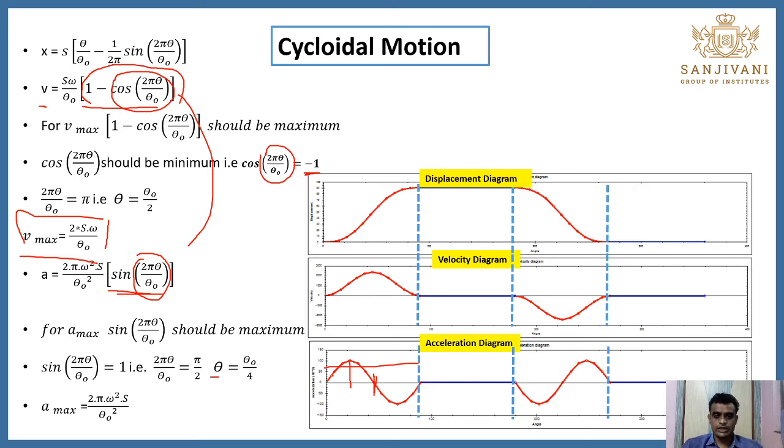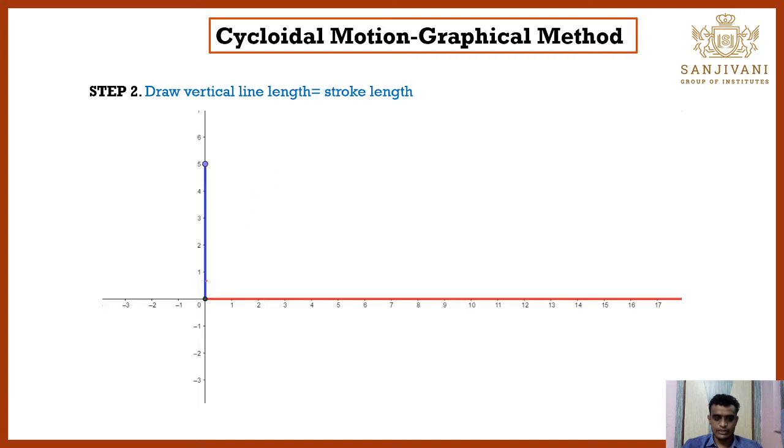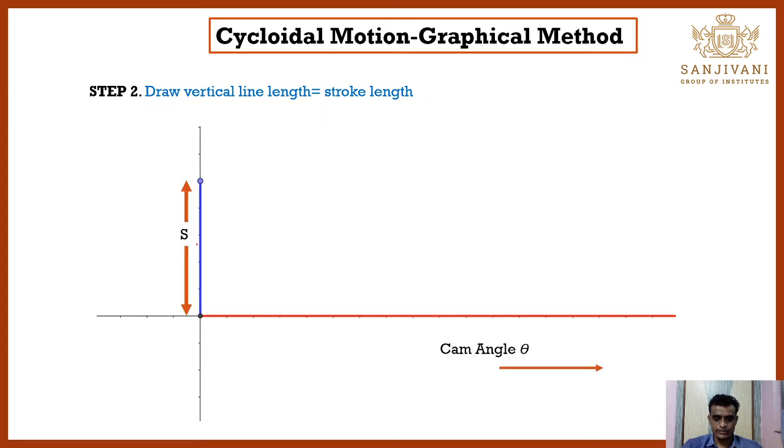Now we'll study how to draw the cycloidal motion using the graphical method. First of all, you have to draw one horizontal line, its length equal to 180 mm. Next, you have to draw one vertical line through this initial point, its length equal to the stroke length. This horizontal part is the cam angle, and the vertical denotes the displacement of the follower.